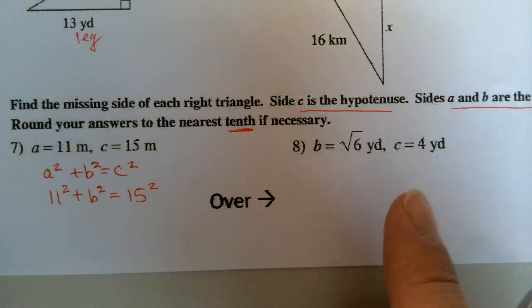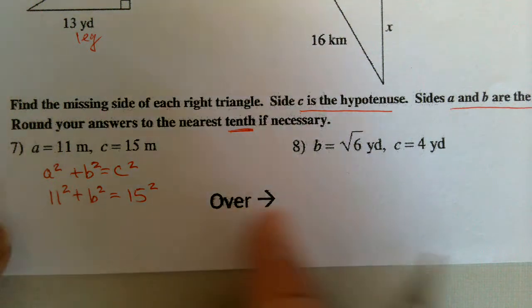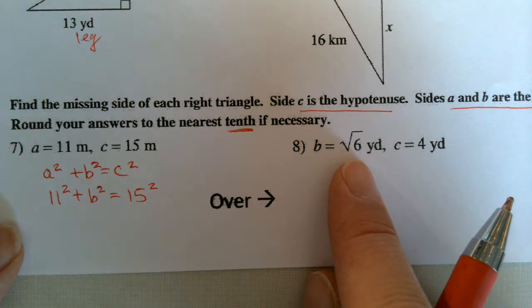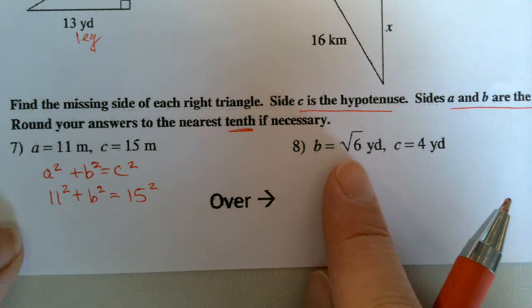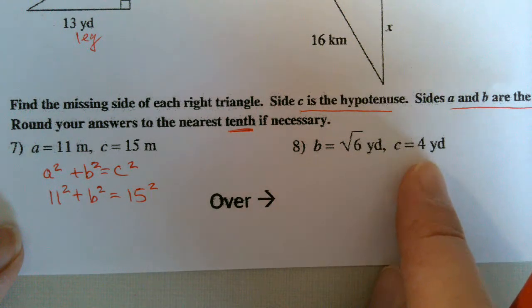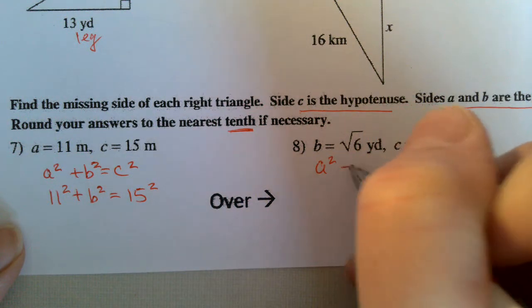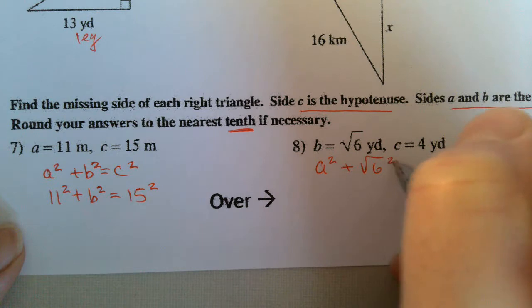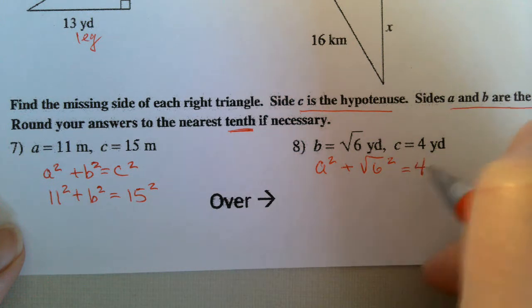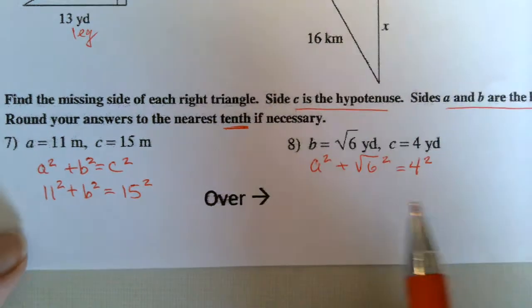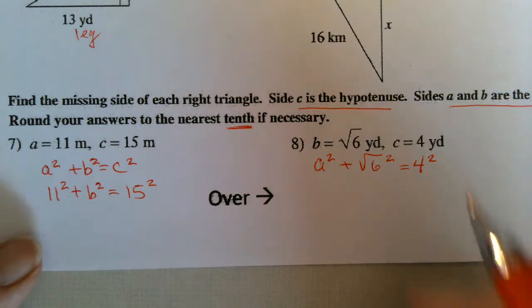Okay, I want to jump to number 8. I know you can finish this one. Number 8 has this square root in it, and I want to make sure we talk about that. So I've got b and c. I'm missing a, one of the legs. So it would be a squared plus the square root of 6 squared equals c squared, which is 4. So when I go to put this in the calculator, I'm just going to get out 6.